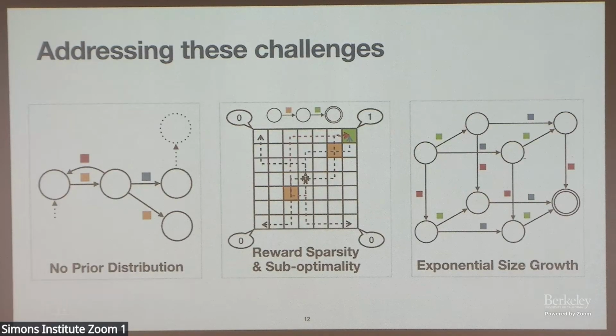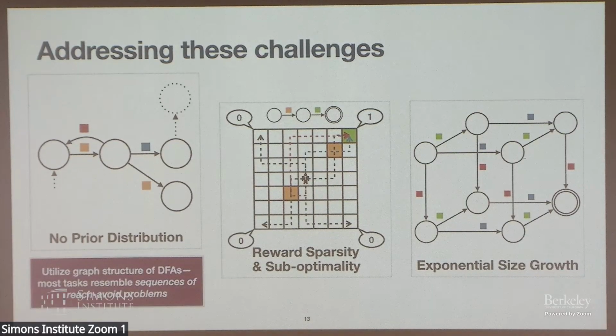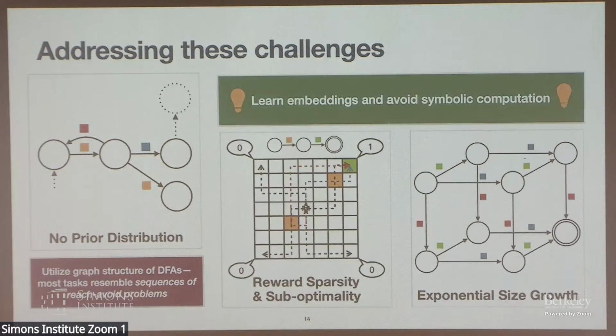So we have three main challenges: no prior distribution, reward sparsity and suboptimality, and exponential size growth. For the first one, I'll just give an intuition now. We'll utilize the graph structure of DFAs, and we'll observe that most tasks resemble a sequence of reach-avoid problems. And then we'll try to use this intuition to define a prior distribution over DFAs to train on. And for the other two, we'll learn embeddings and avoid symbolic computation as much as possible.